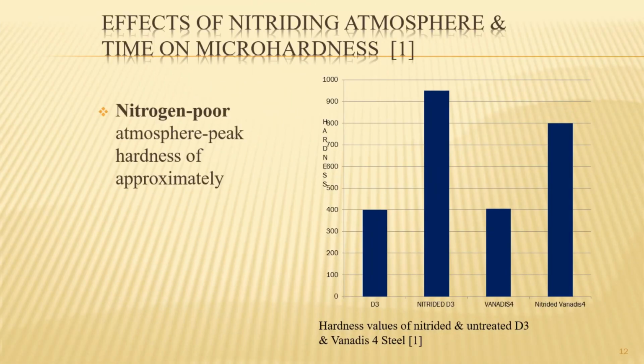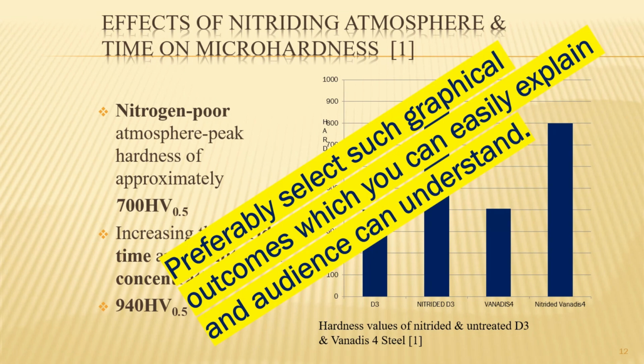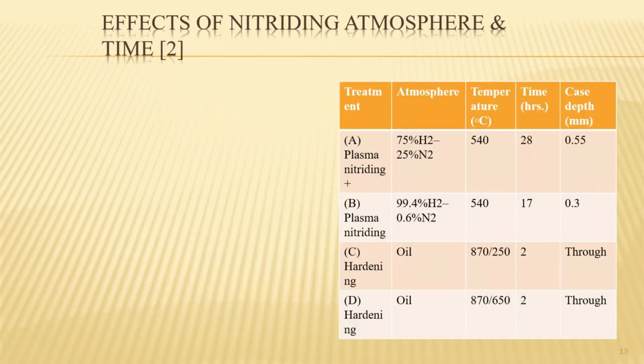And then you can talk on the results like this. Nitrogen poor atmosphere has a peak hardness of approximately 700 HV, while by increasing nitriding time and nitrogen concentration we can increase the hardness up to 940. So like this, if you provide your results this way, then one can easily understand. So I again repeat, preferably select such graphical outcomes which you can easily explain and audience can easily understand.